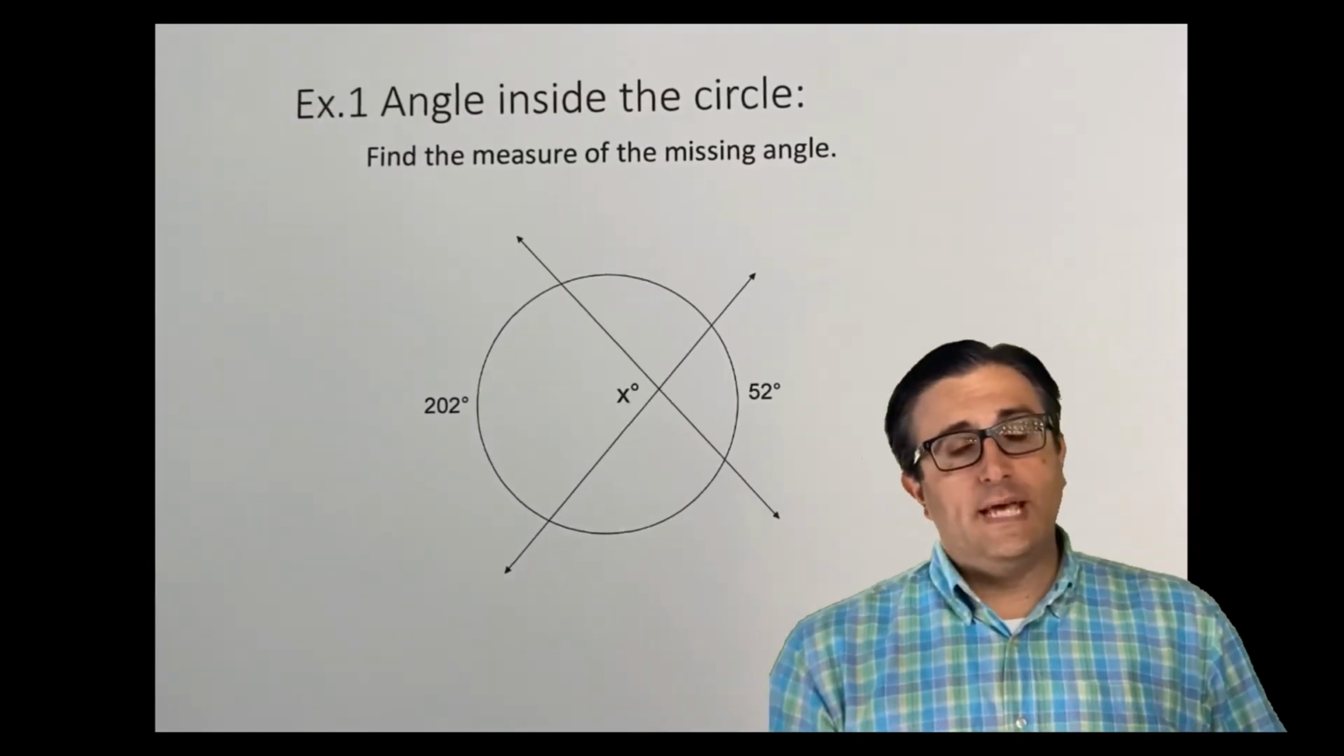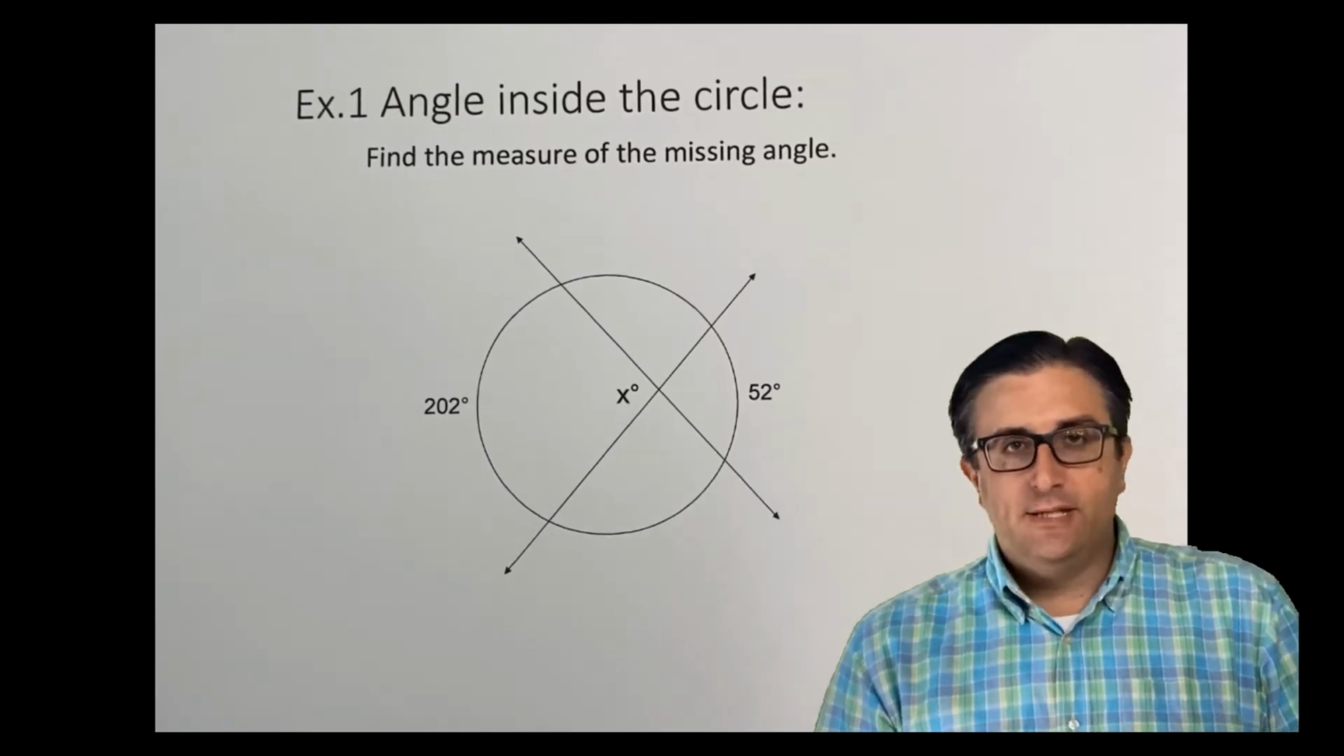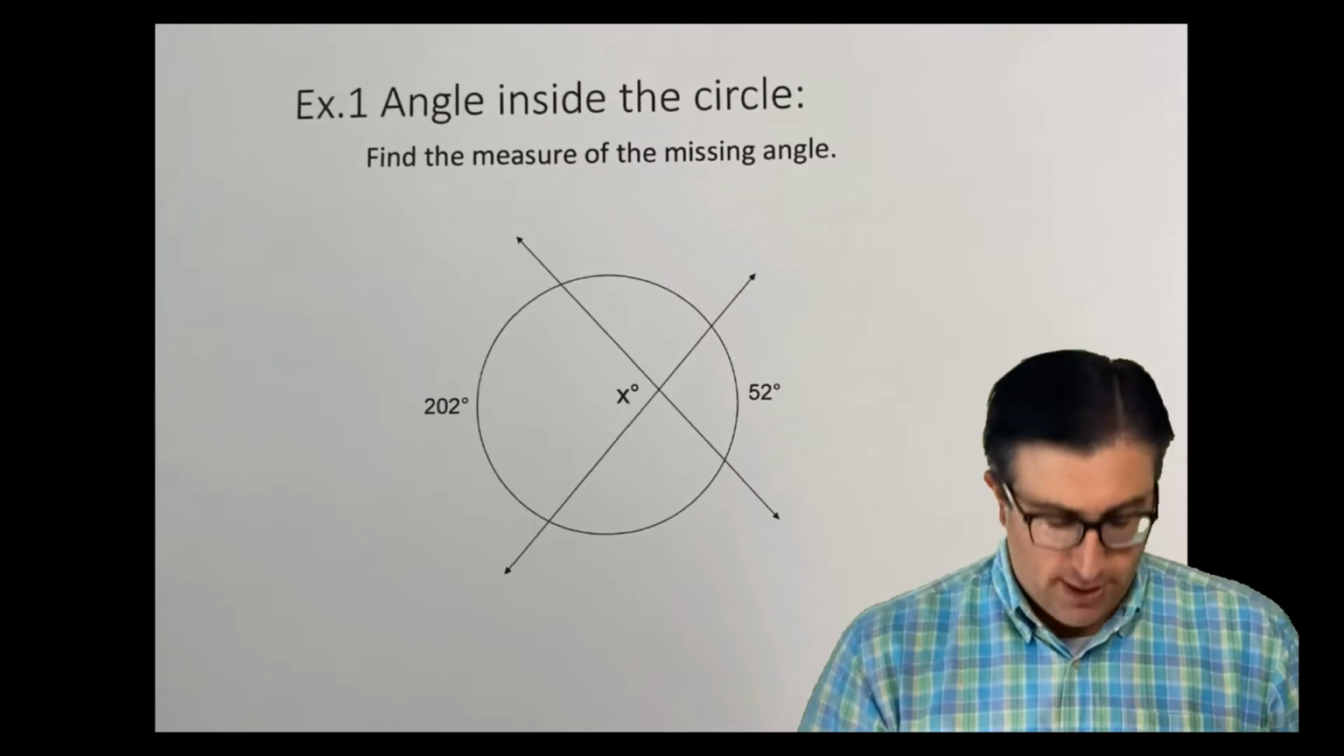Pause the video here, try the next two problems on your own, and let's compare answers. All right, the first two examples deal with secants that meet inside the circle. And when secants meet inside the circle, you add up the two arcs and then divide by 2.